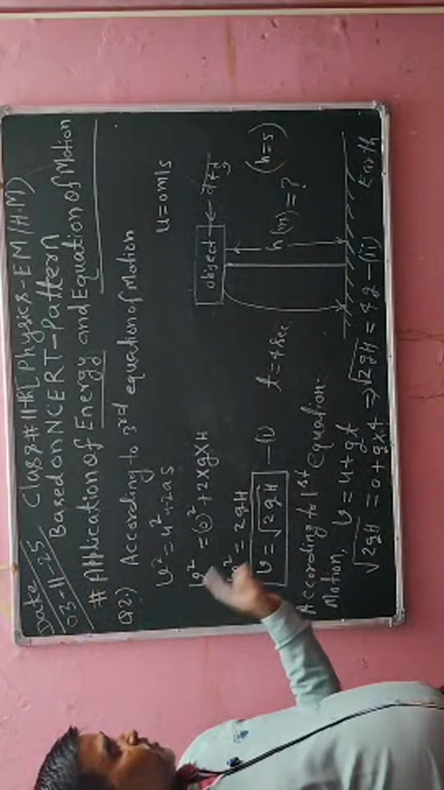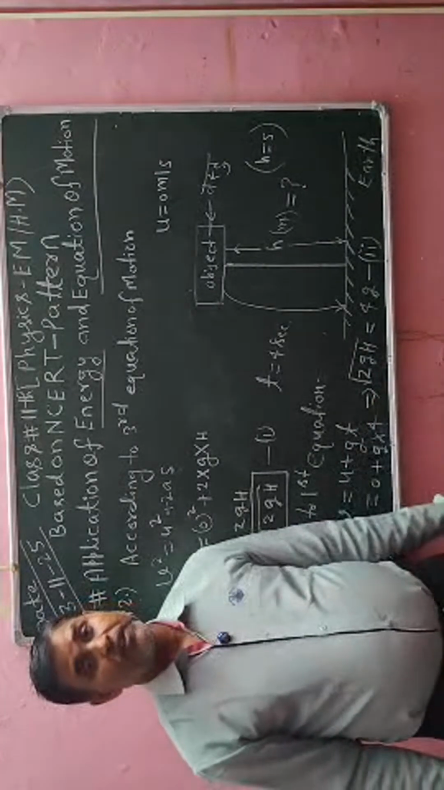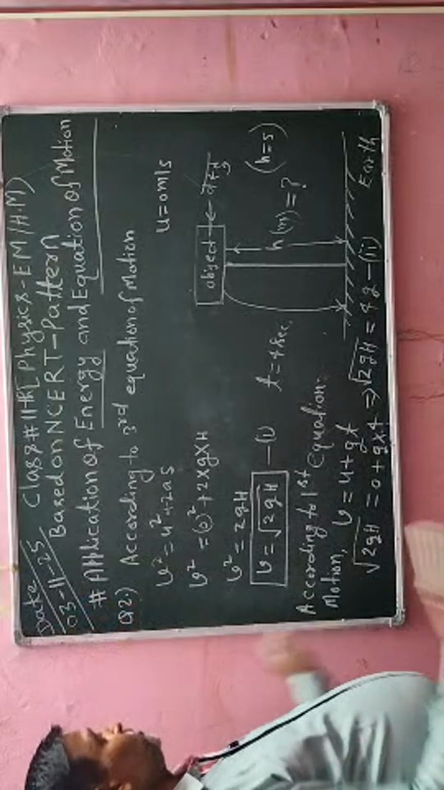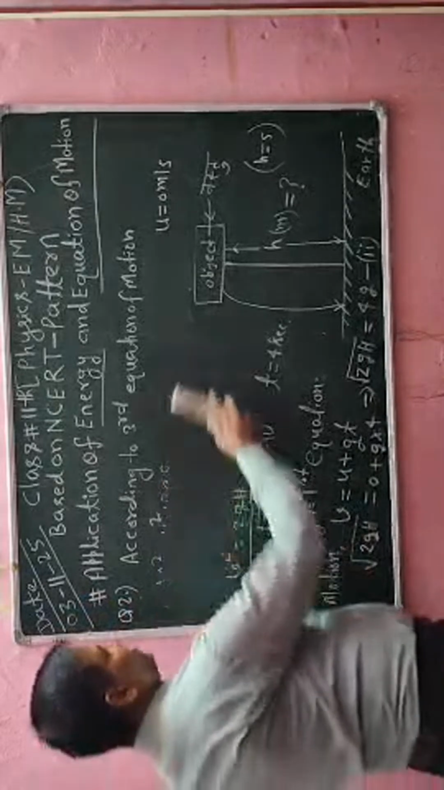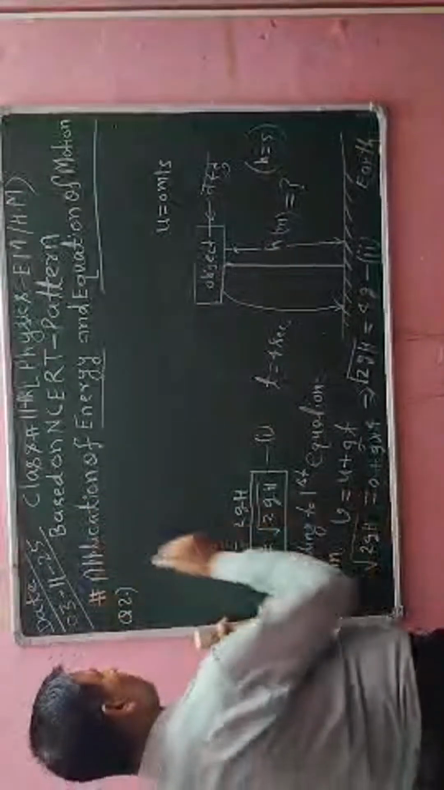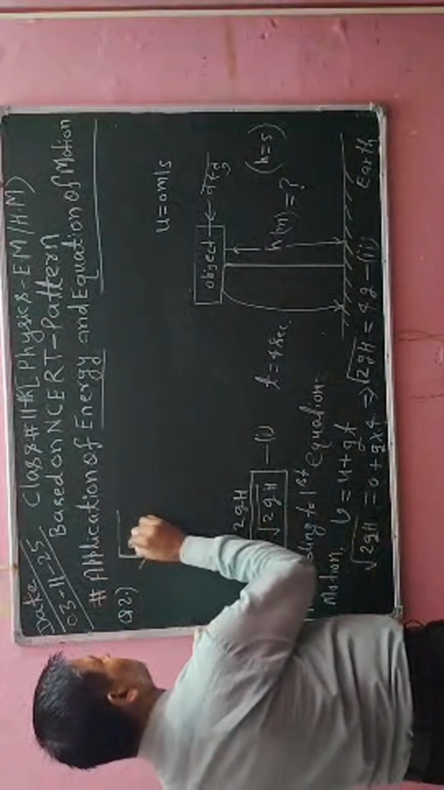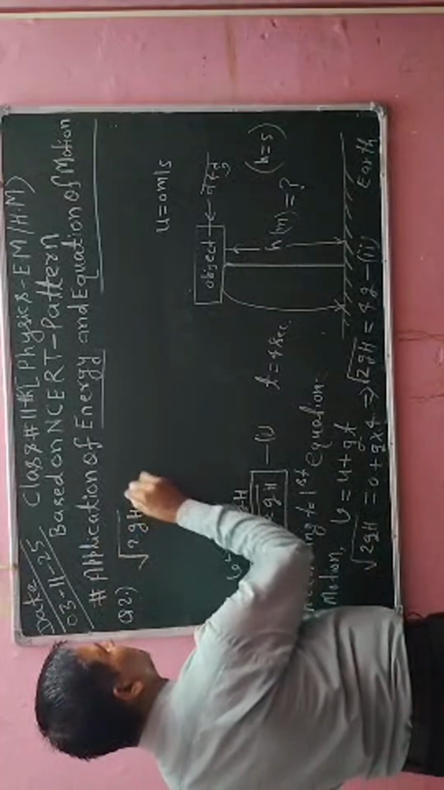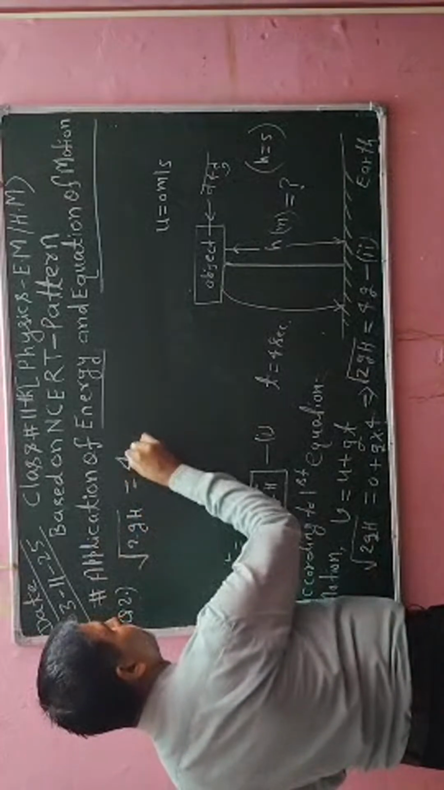So above data I will erase, and after erasing I will calculate its value. So you concentrate here on how I am going to calculate it. Okay, so the above data I will erase. 2 into g into h which is equal to 4.